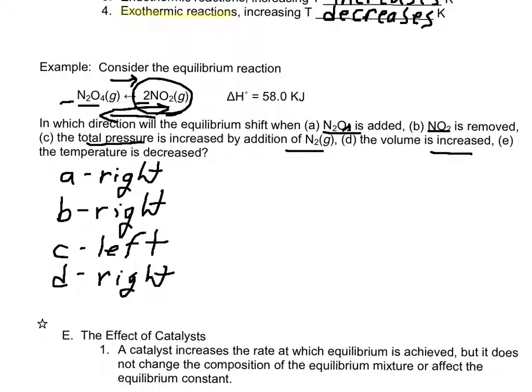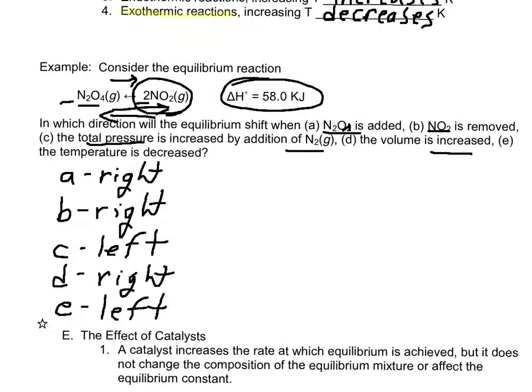And then on letter E, our temperature is decreased. To figure out what's going on there, I want to look and see if it's endothermic or exothermic. This is a positive value of delta H, so it's endothermic. Since it's endothermic, that means that my energy is acting as a reactant. I'm having to put energy into it. So if I decrease my reactant, it's going to shift towards the reactants, towards the left, in order to try to minimize that change.